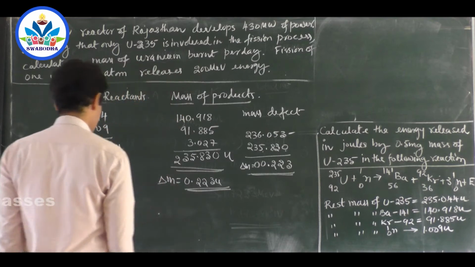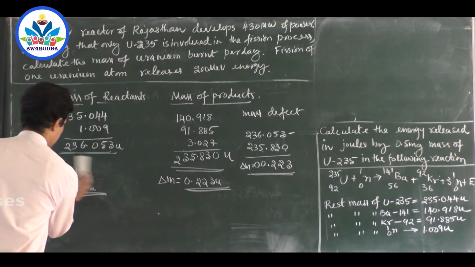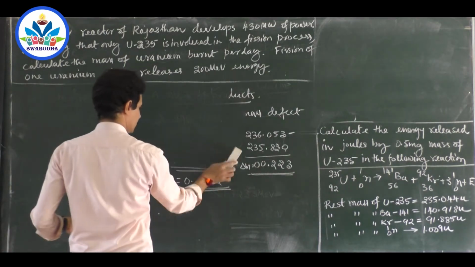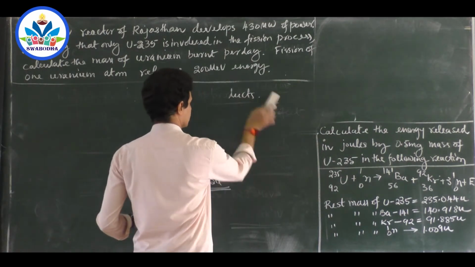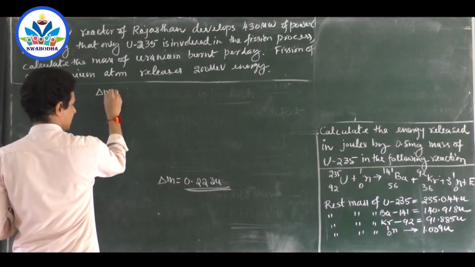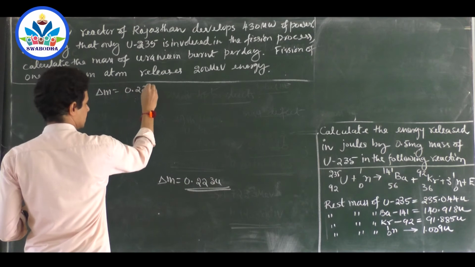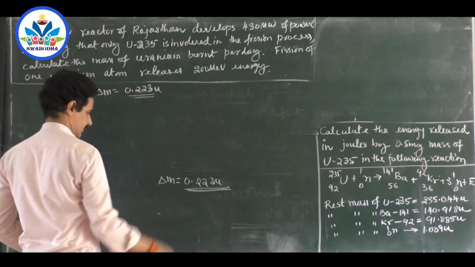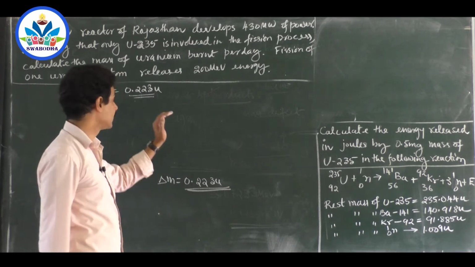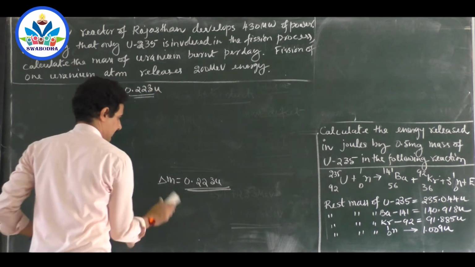I will have to rub out some part of the problem because I need space. I can rub this one. Hope you have followed this one also. Yes. Now mass defect is 0.223 atomic mass unit, right? And how much will the energy be now? Here we will calculate the energy itself.